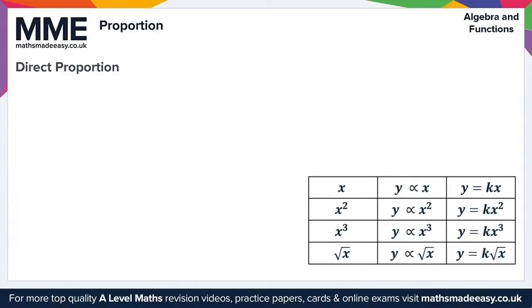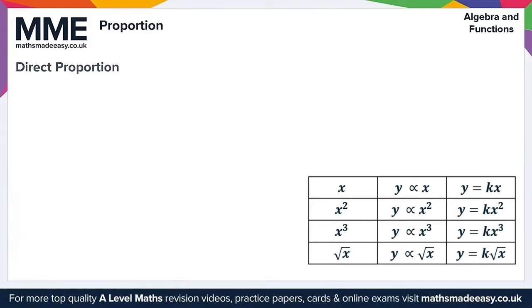Welcome to this Maths Made Easy video on proportion. And to start with, let's take a look at direct proportion here. So we say if two variables are directly proportional, then as one of the variables increases, the other also increases by the same scale factor and at the same rate.